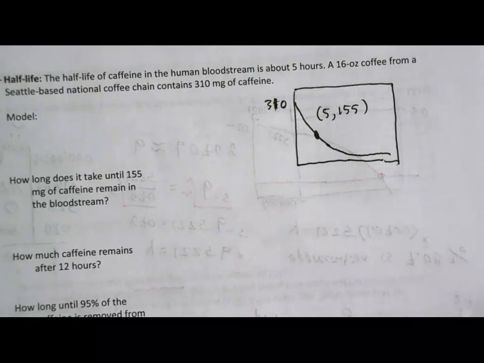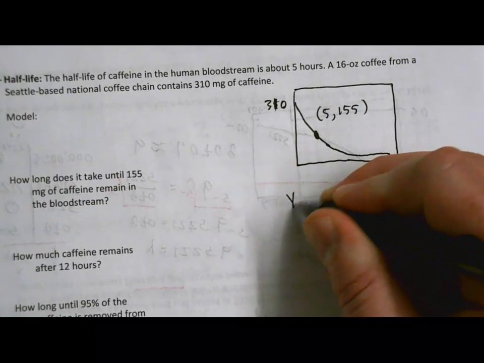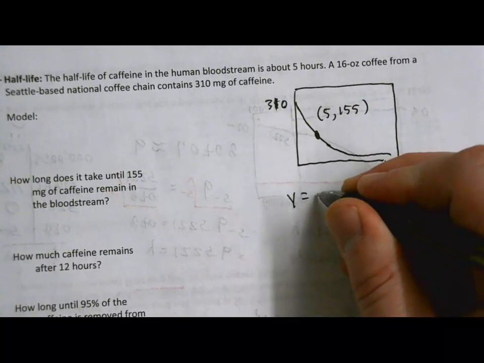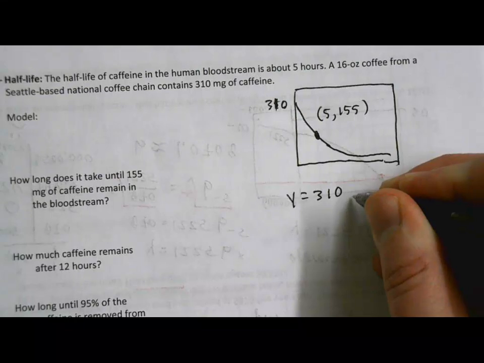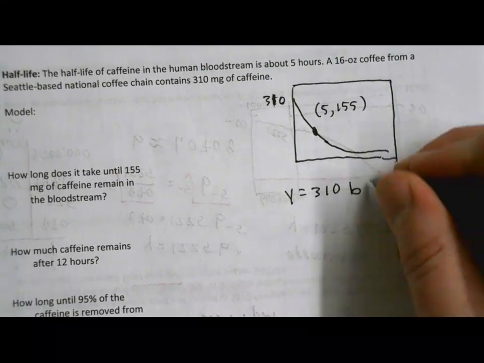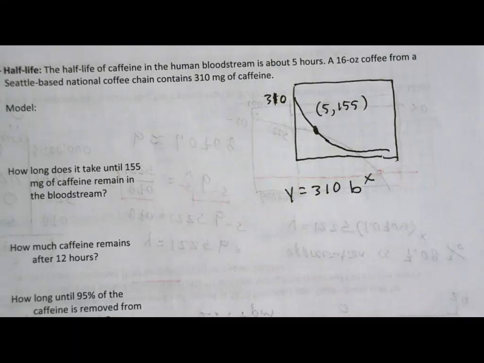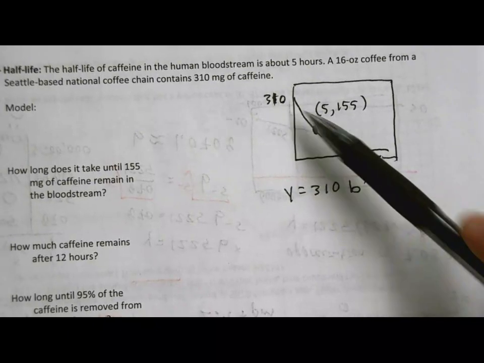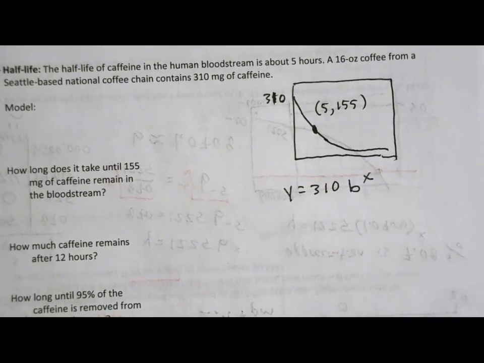So let's do it. y equals, we know what our a value is. Since this is exponential, it's 310. Don't know b yet, but we know how to find it. And this time around, since we're only missing one parameter, we only need to plug in 1 point. We do not want to use the (0, 310) because we already used it here. So let's use that (5, 155).